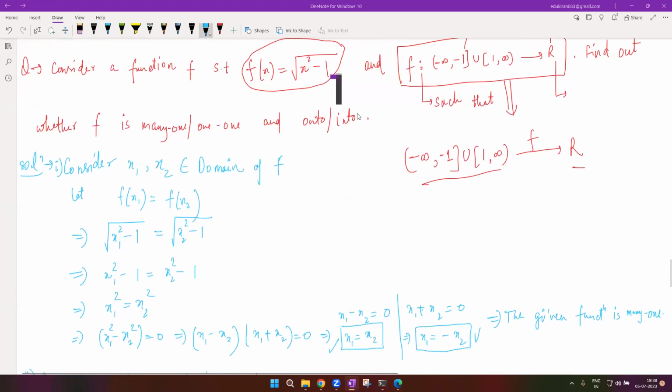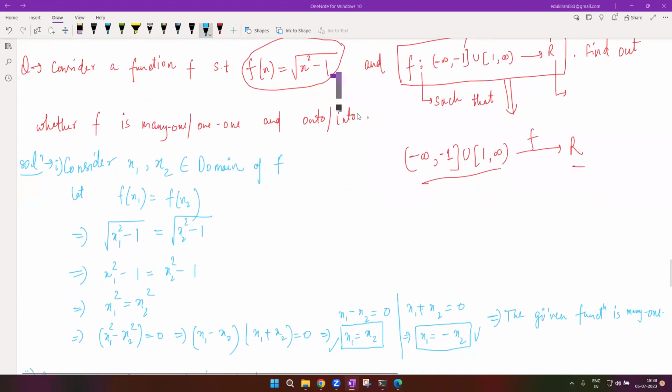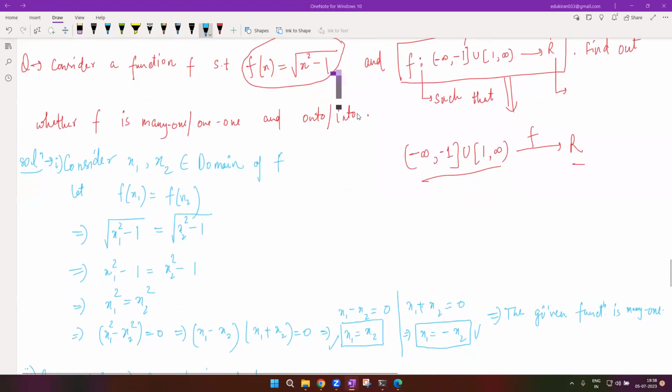Now here the function was many one. We have solved it, and the function was many one. In case of these many one functions, we have one more approach, a short method to solve this. If you are able to provide two values where the output is the same, how do we find out whether the function is 1-1 or many one? We check for the outputs.